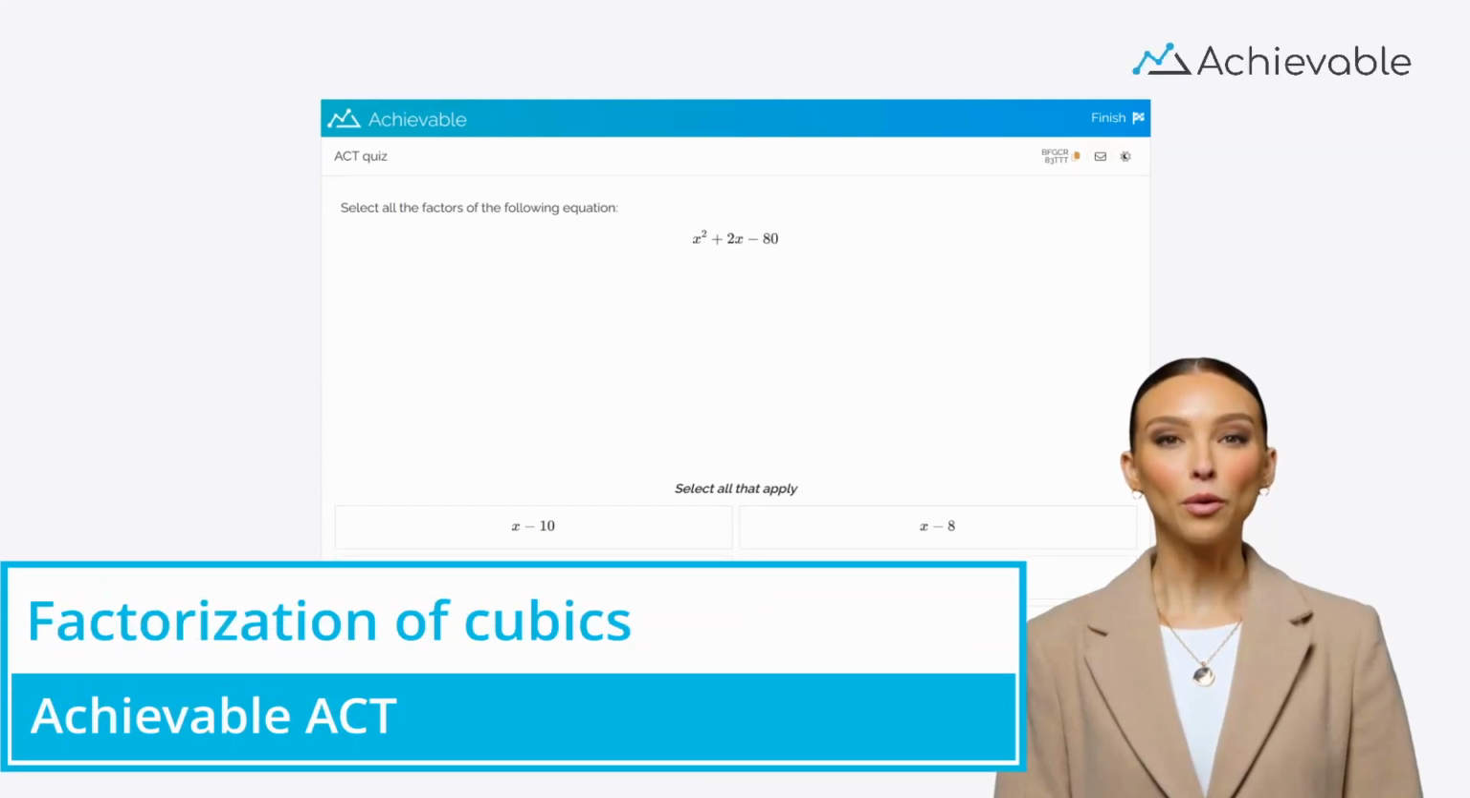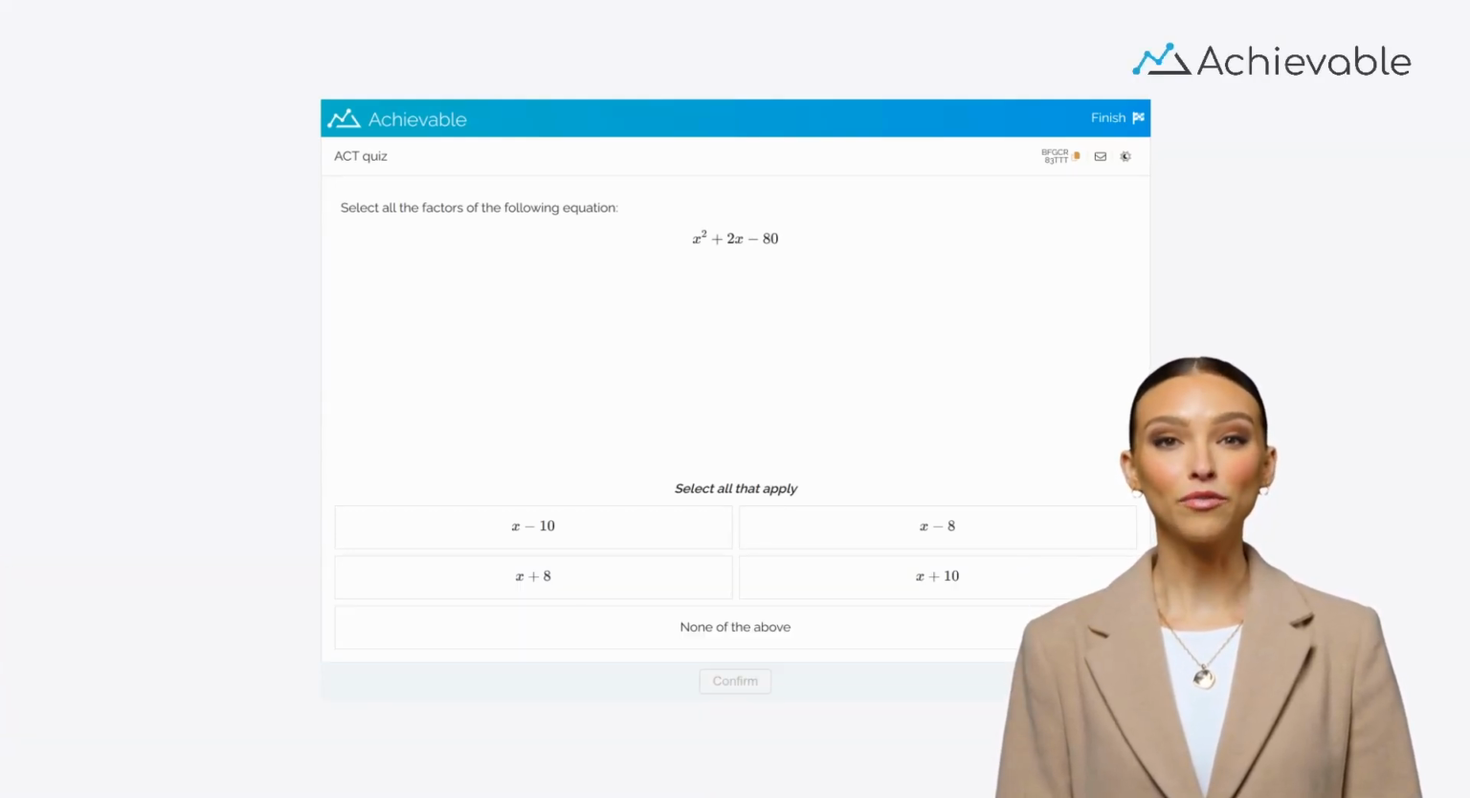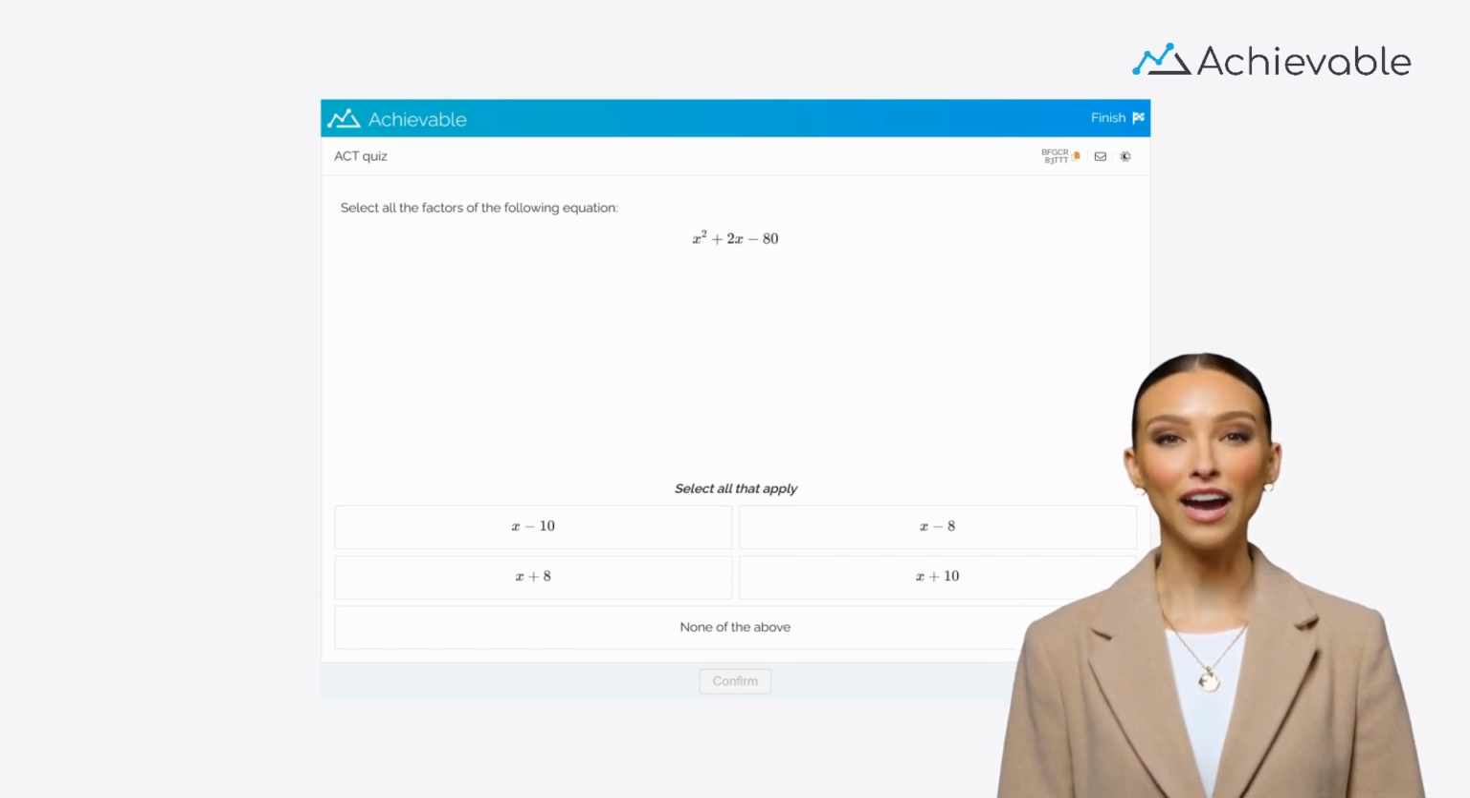In this video, we're going to walk through how to factor a quadratic expression, a skill that's crucial for solving many ACT math problems. Today's question is, select all the factors of the equation, x squared plus 2x minus 80. Let's break that down.